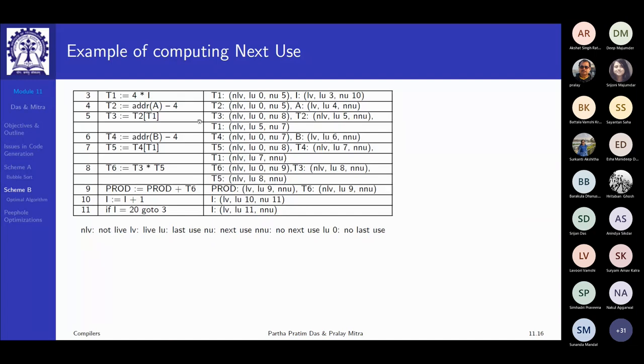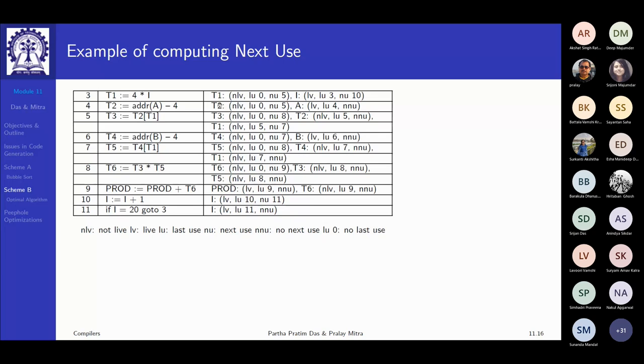I go back to instruction 5. T1, T2. T2 has not been used so far, so there is no next use, only last use is the current. T1 appeared here in 7, so T1's last use was 7. So T1's next use now is 7. Both T1 and T2 have last use 5, the current one. T3 is defined, LU 0, and T3 had occurred earlier in statement 8 with LU 8. So the next use of T3 is 8.